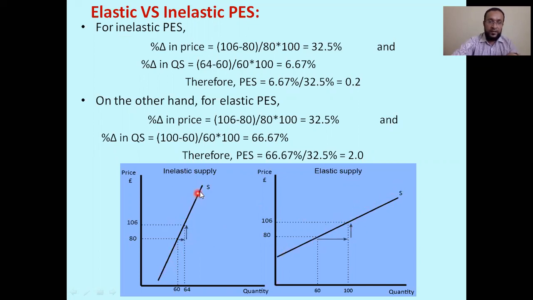Now let me explain this inelastic supply curve. So for inelastic supply, here we assume that our initial price is 80 and quantity supplied is 60. All right. If price increases from 80 to 86, in response to this change in price, supply will also increase, but it increases from 60 to 64. So here it is clear that in this diagram, percentage change in price is greater than percentage change in quantity supplied.